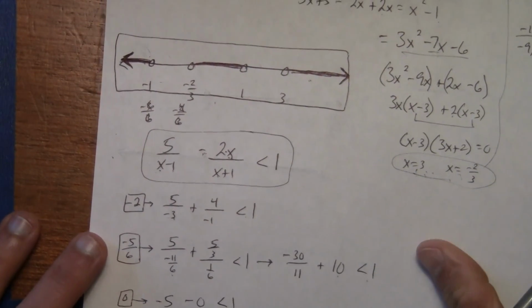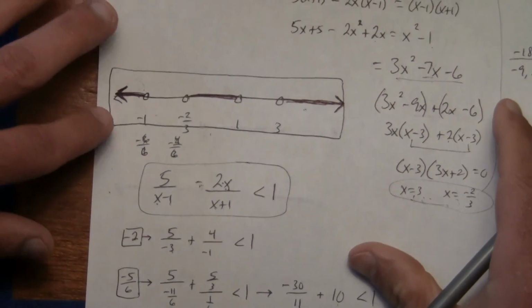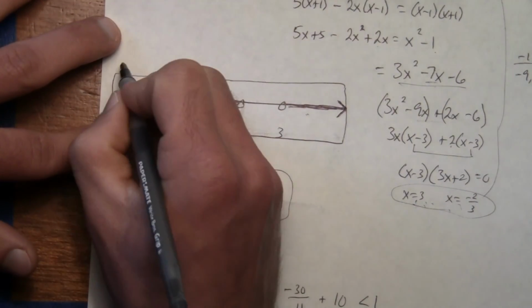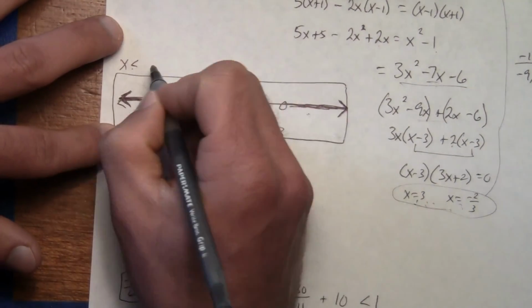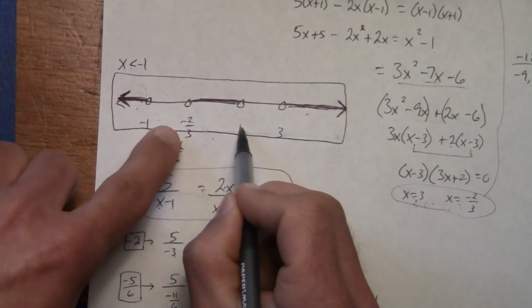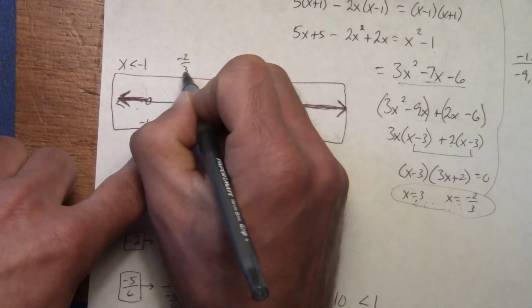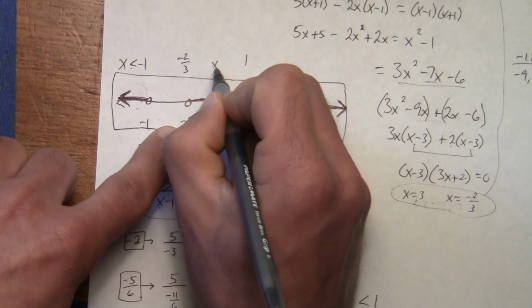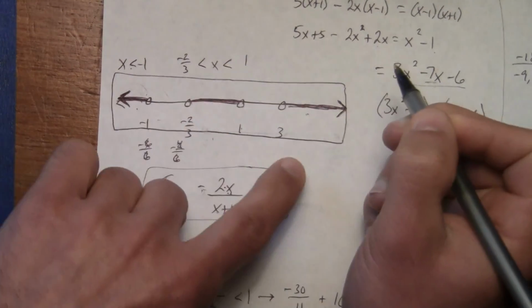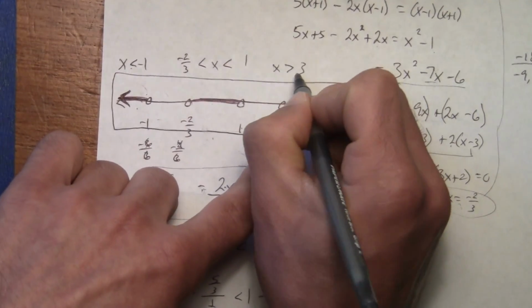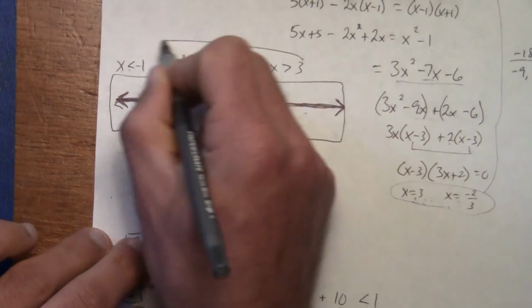Now in terms of the solving, you just have to write out the inequalities. So this part here would be x is less than negative 1. In between two numbers, so write down the two numbers in order, put x in the middle, and the arrows point to the left, and then x is greater than 3. And there's the solving part.